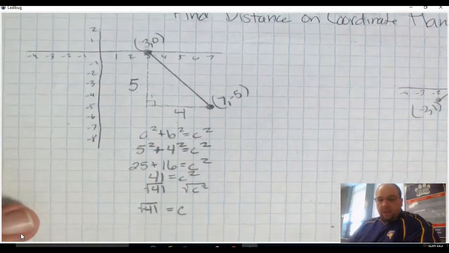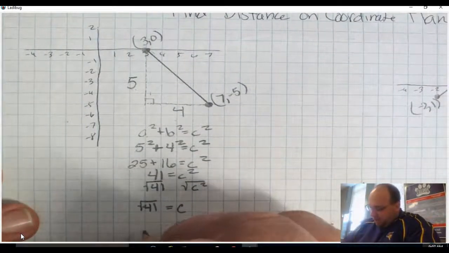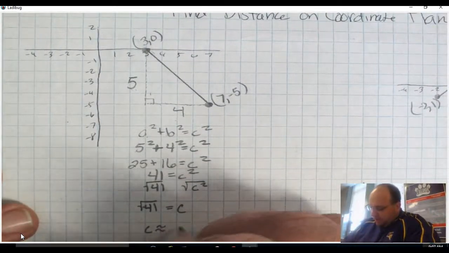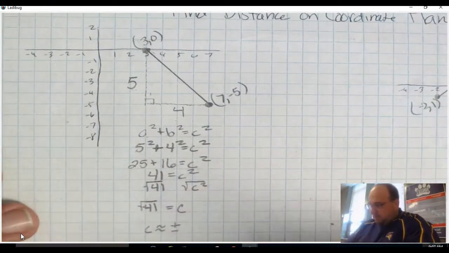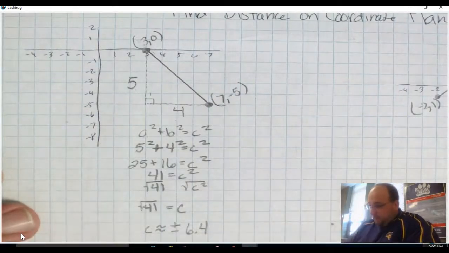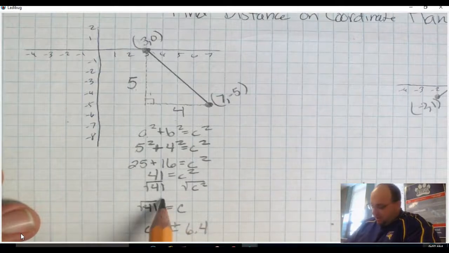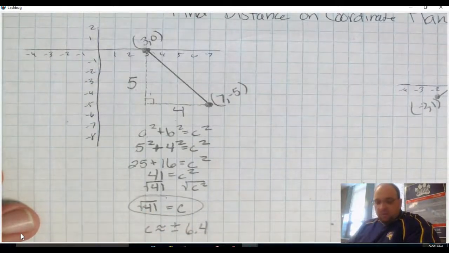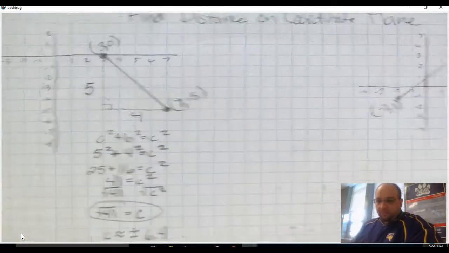All right. If I want to give an approximate answer, I would say that c is approximately 6.4. Again, notice that it's approximate because that's just an estimate. Here's my exact answer, c equals the square root of 41. Here's my approximate answer of about 6.4. Okay, let me go ahead and show you another example.